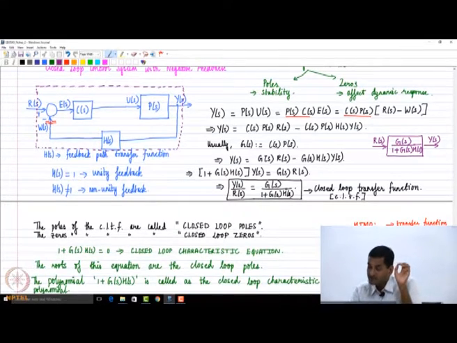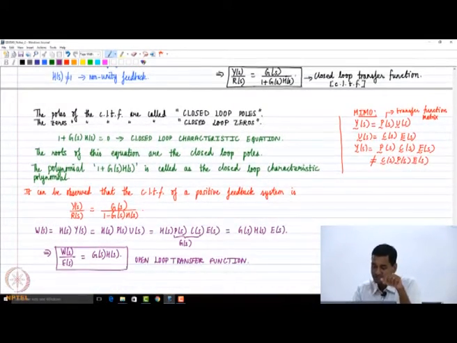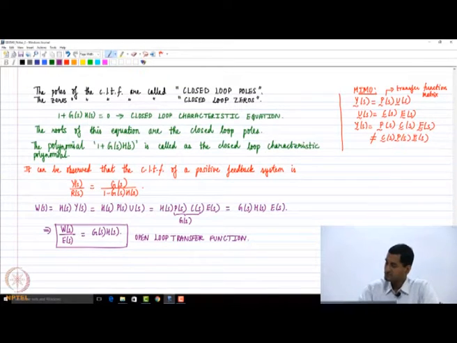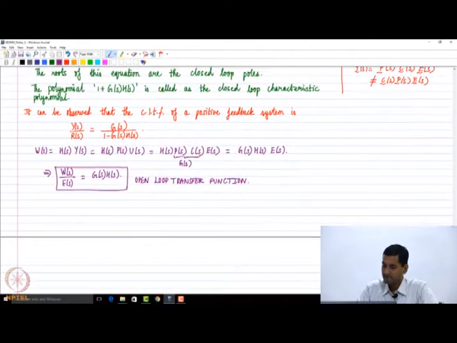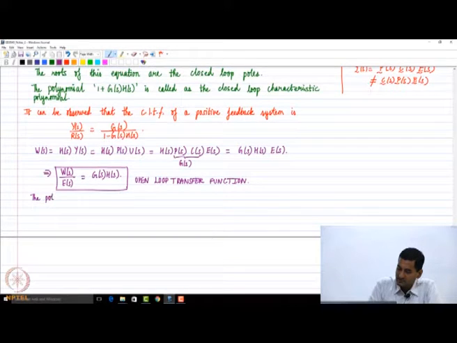And that's going to be G of s times H of s. Once again, the poles of the open loop transfer function, let me abbreviate as OLTF, are called open loop poles.